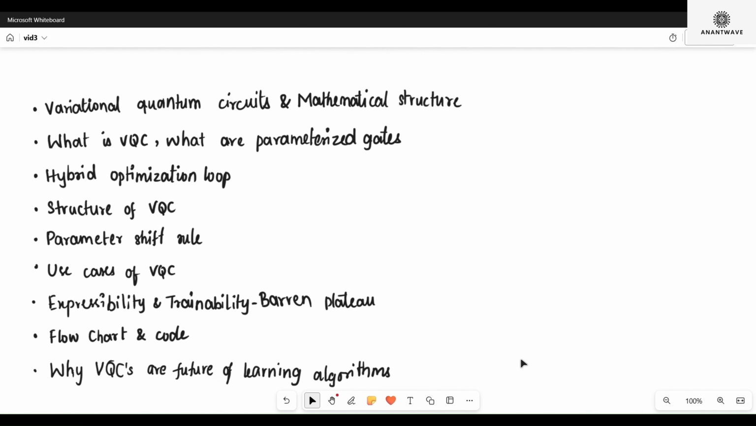Today, we're going to discuss the topics: variational quantum circuits and mathematical structure. What is a VQC? What are parameterized gates? Hybrid optimization loop? Structure of a VQC? Parameter shift rule? Use cases of VQC? Expressibility and trainability. The problem is barren plateau. Flowchart and code. Why VQCs are the future of learning algorithms.